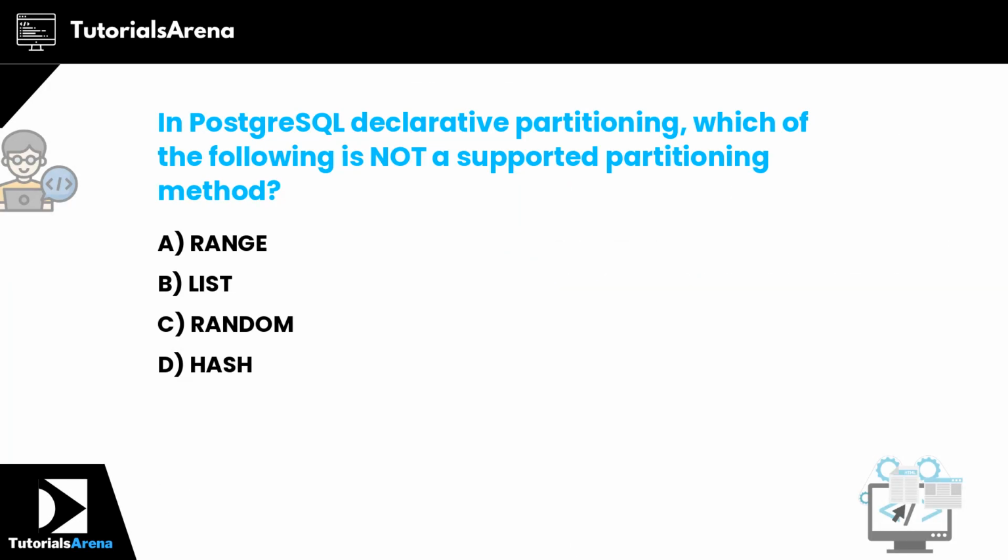In PostgreSQL declarative partitioning, which of the following is not a supported partitioning method? The correct answer is option C, random.